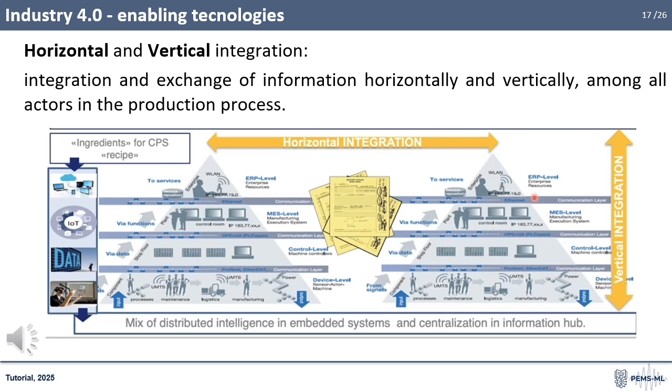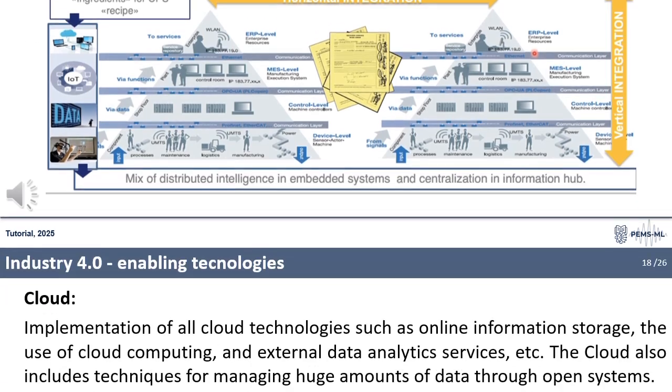Horizontal integration enables the automatic sharing and exchange of information between different companies, partners, or value chain actors to improve efficiency across the entire production network. The goal of both is to create a single, unified, and highly efficient system by sharing information and combining distributed intelligence with centralized information hubs.